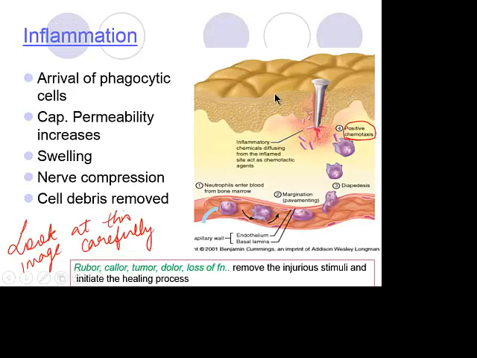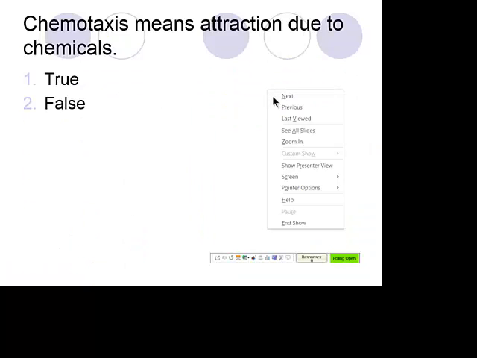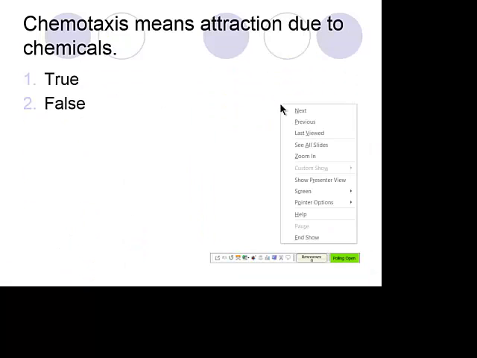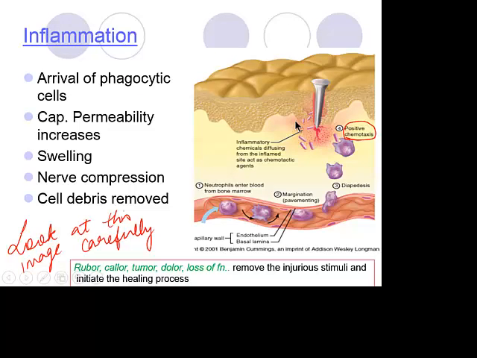Because capillary permeability increases, a lot of tissue fluid leaks out in this area, and that causes swelling. You may also have seen that the area looks red and raised. That raised appearance is because of swelling. The redness is because capillary permeability has increased and more blood is flowing through that area, which is why it becomes red.